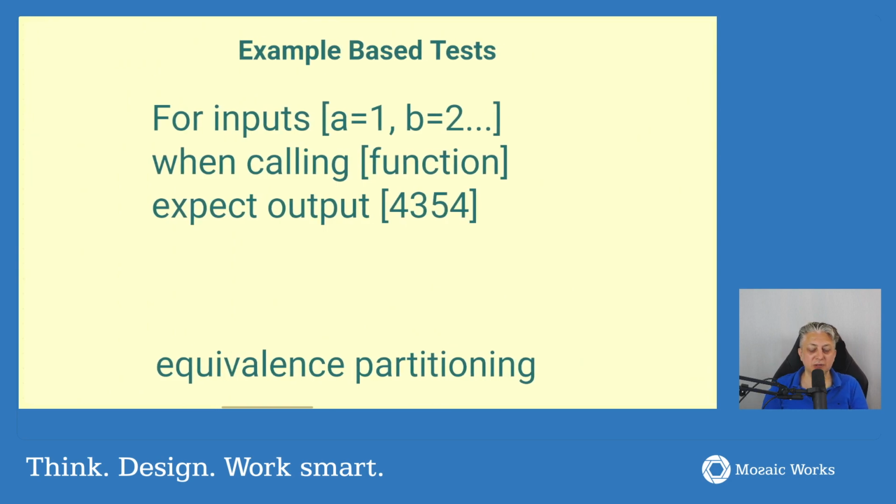Okay, so let's look now at the different types of tests. The first one, as I mentioned, is the usual one. It's an example-based test. So let's assume you have a function that receives two or more parameters, and you basically write examples, and you say, first test for input A1 and B2, expect output 4354. For input A20 and B30, we expect output something else when we call the same method. And you kind of repeat these tests.